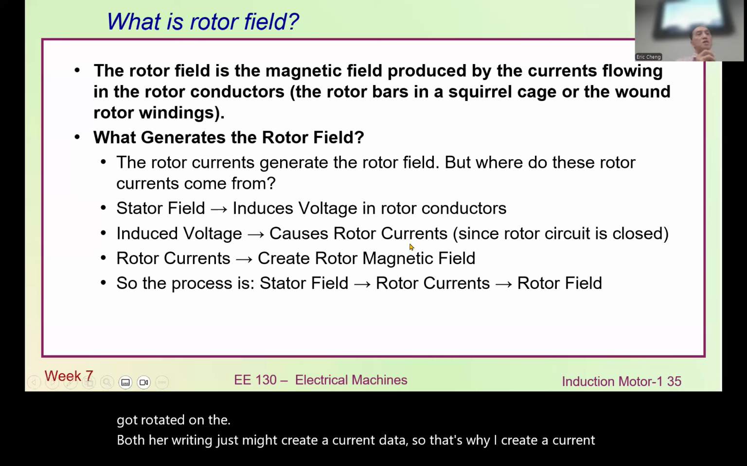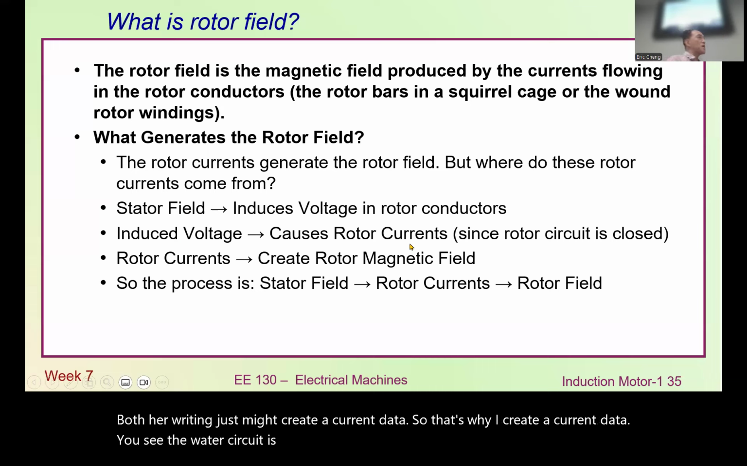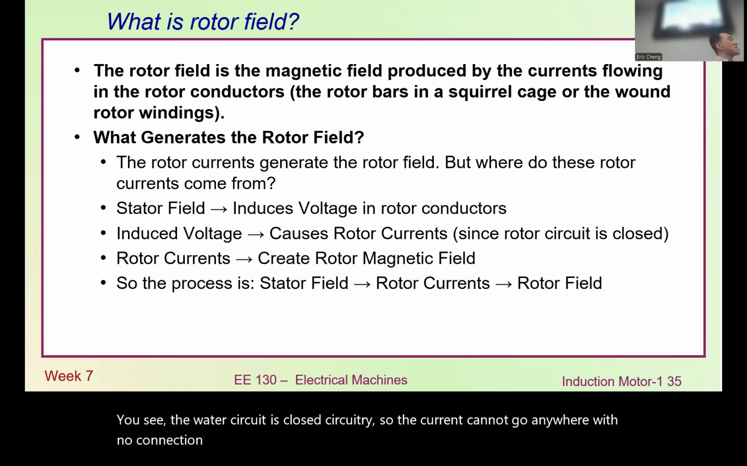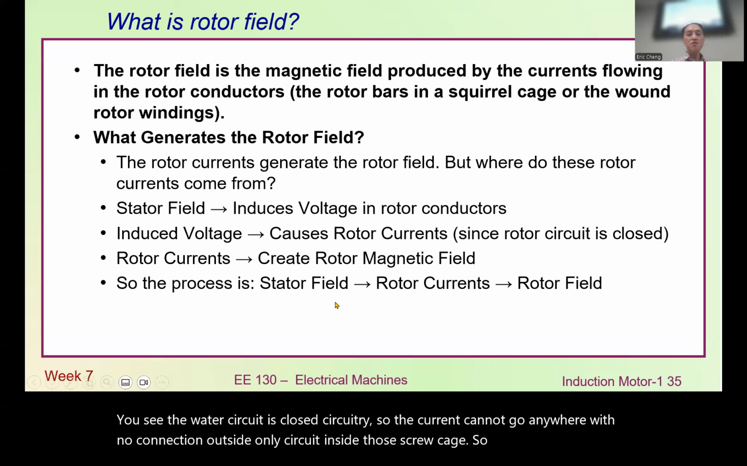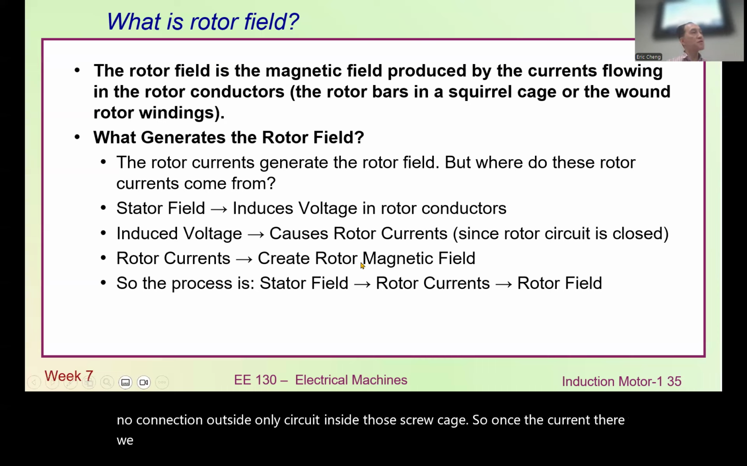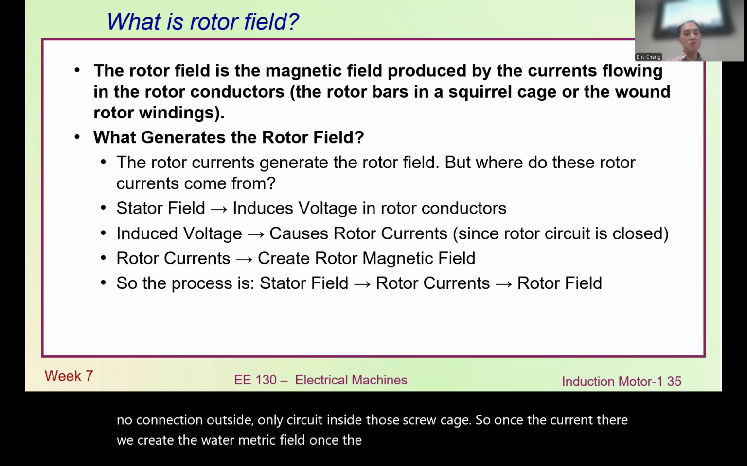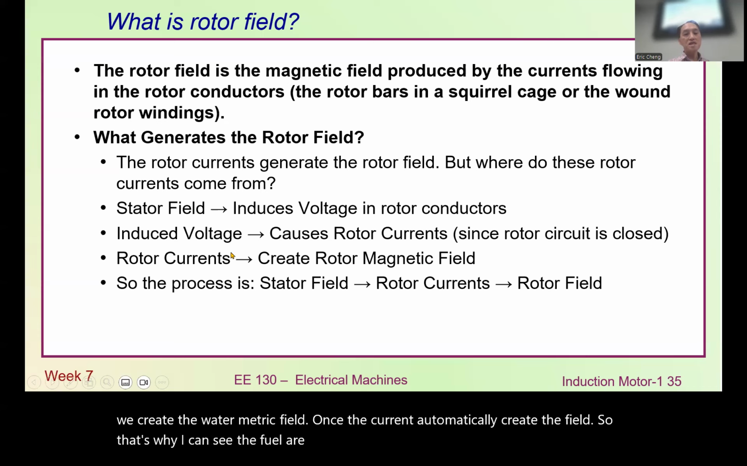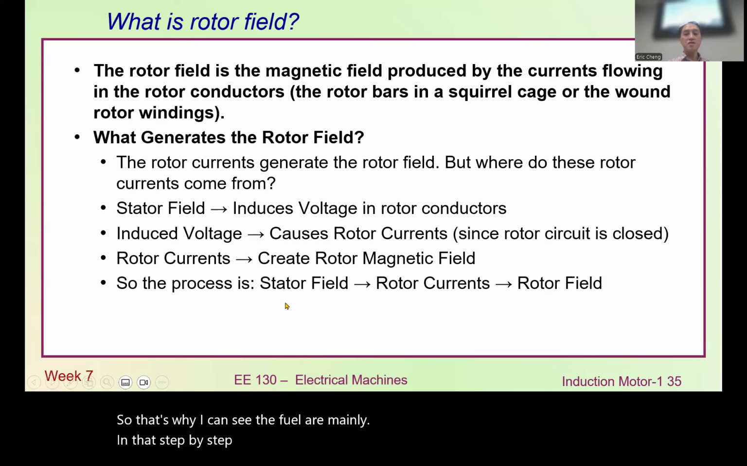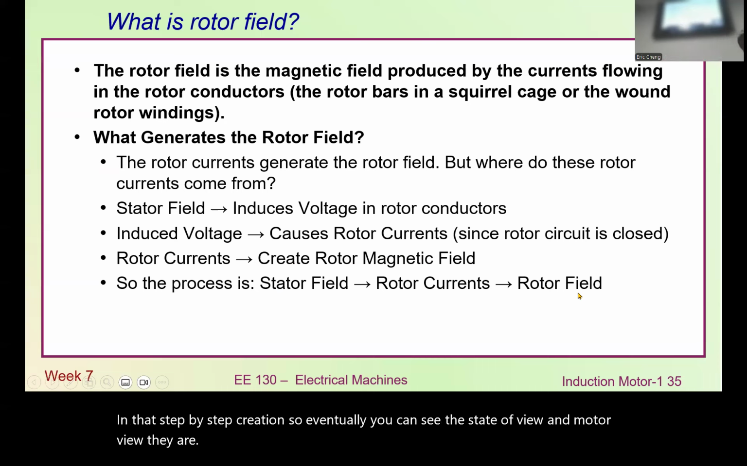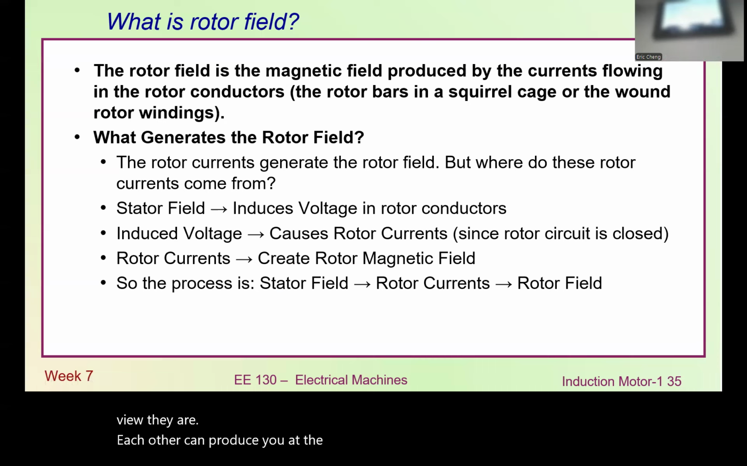You see, the rotor circuit is a closed circuit, so the current cannot go anywhere. We have no connection outside, only the circuit inside the squirrel cage. So once we have current there, we create the rotor magnetic field. Once there is current, it automatically creates the field. So the fields are mainly doing that step-by-step creation. Eventually the stator field and rotor field act against each other and produce the rotation. So that's how we understand the induction motor works.